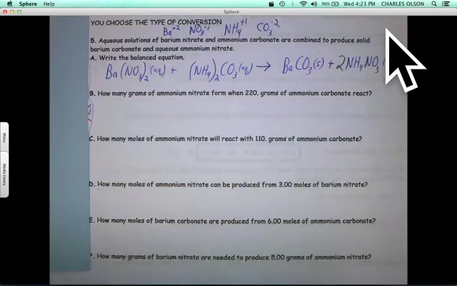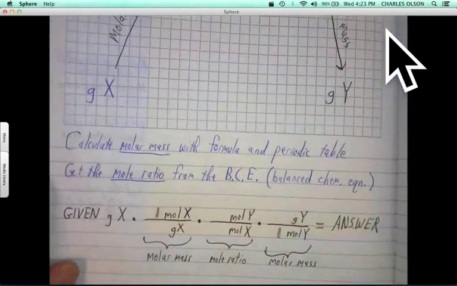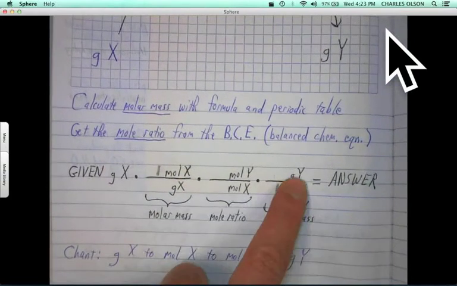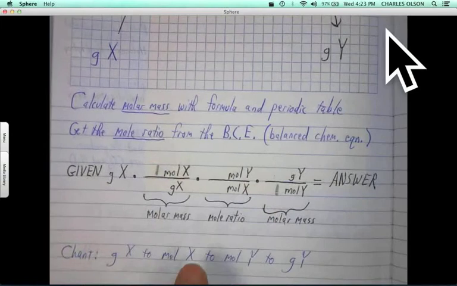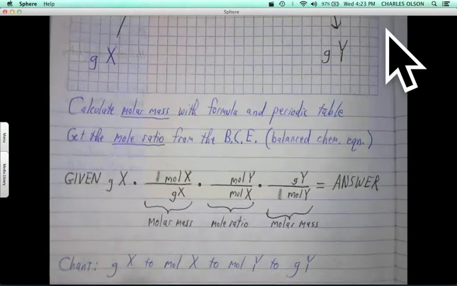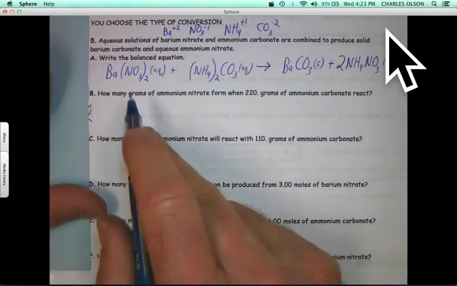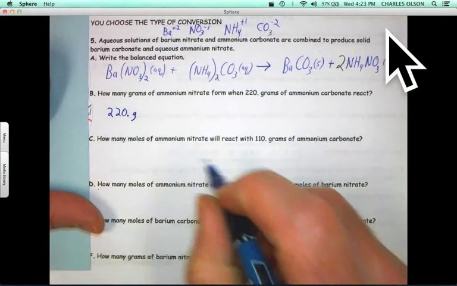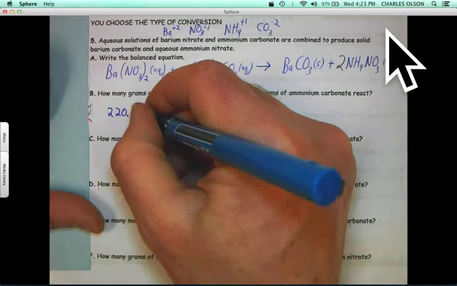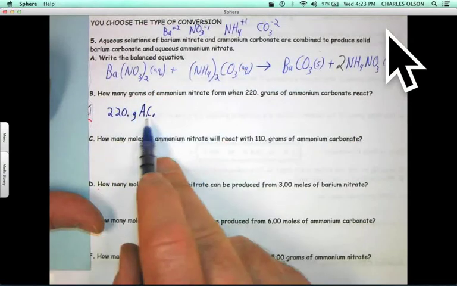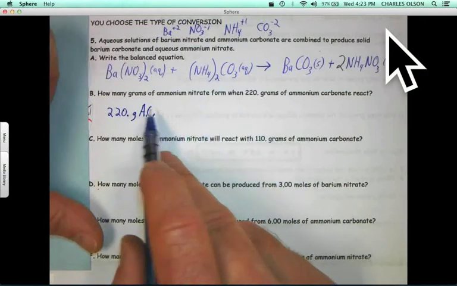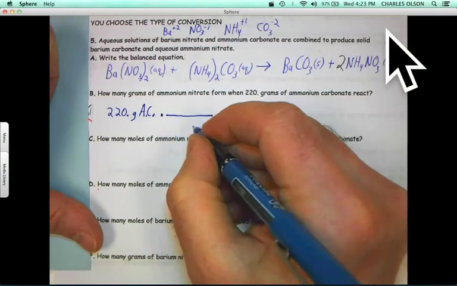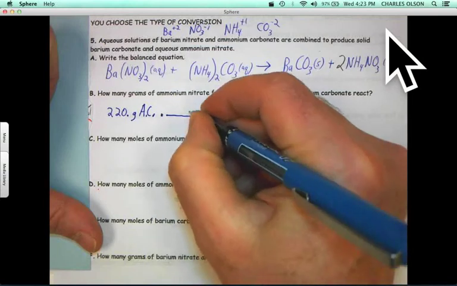All right, let's do that. The way this is going to look, of course, is like this. Grams of X to moles of X, to moles of Y, to grams of Y. We have 3 conversion factors, 2 molar masses and 1 mole ratio. All right. So let's start with the given. 220 grams of ammonium carbonate. I'm going to abbreviate that AC, otherwise it gets very messy. It's a long formula. That's our given. Grams of X. Now our first conversion factor. Out of grams of X, grams of AC, into moles of AC.